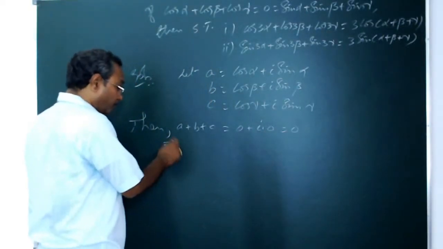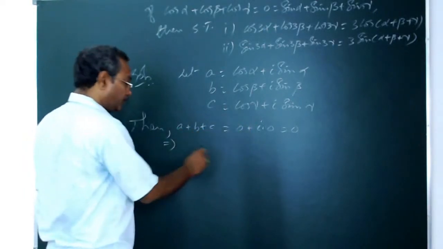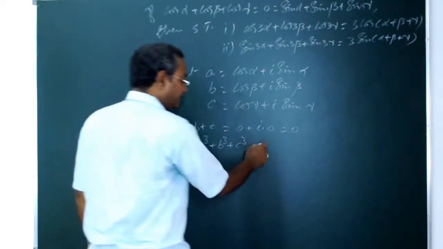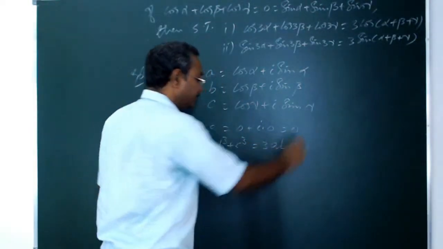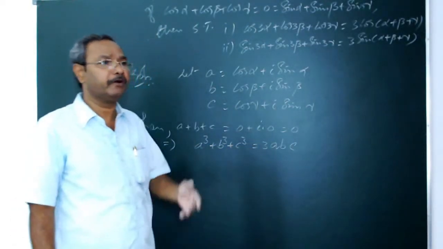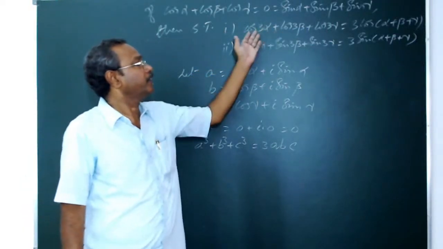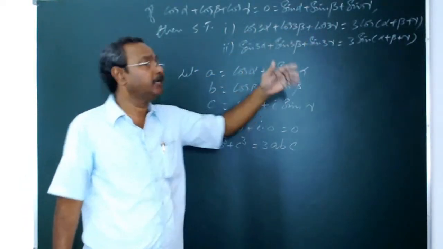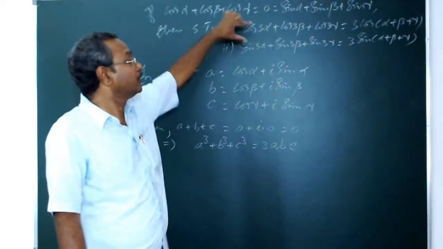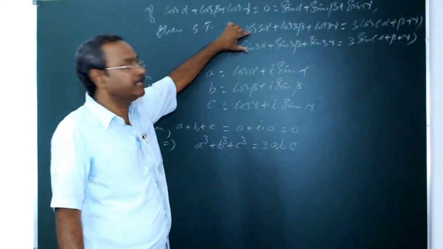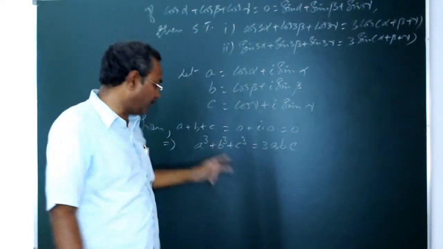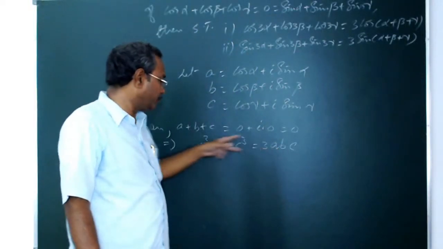And we know that whenever A plus B plus C equals 0, A cube plus B cube plus C cube is equal to 3 times ABC. Why are we considering A cube plus B cube plus C cube? Because you have to find cos 3 alpha plus cos 3 beta plus cos 3 gamma. Similarly, sin 3 alpha plus sin 3 beta plus sin 3 gamma. In other words, you need to get cos 3 alpha plus I sin 3 alpha, that is cos alpha plus I sin alpha whole cube. That's why we are using this result.